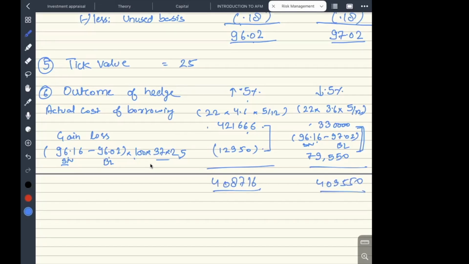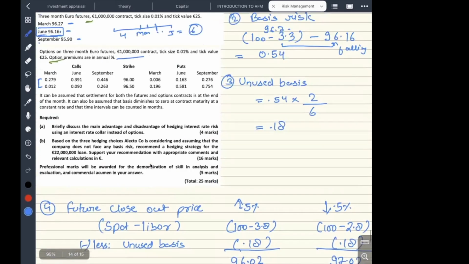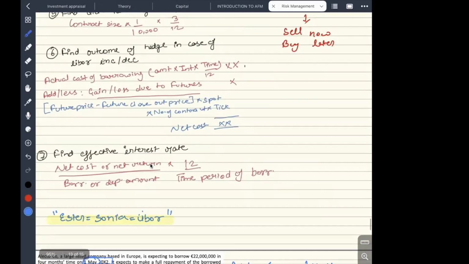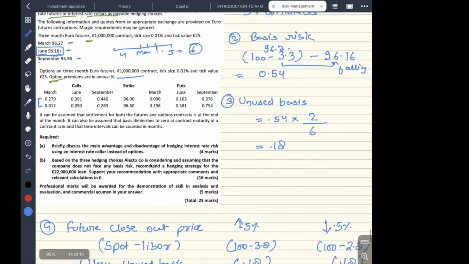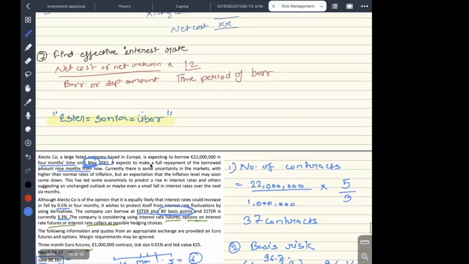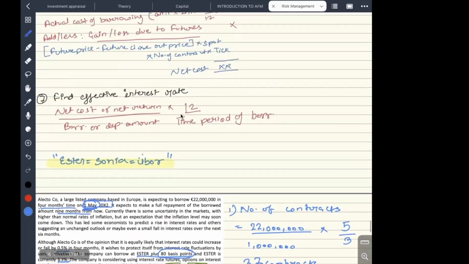Step number 6. Now in step number 7, you just have to find out the effective interest rate. If you just use your calculator, you will get your final answer. What amount is used in step 7? The same, the net cost.